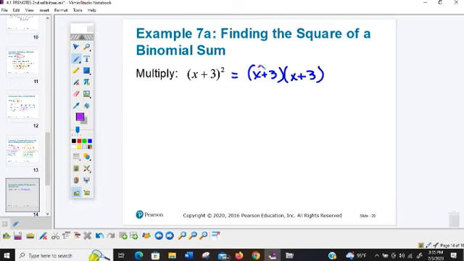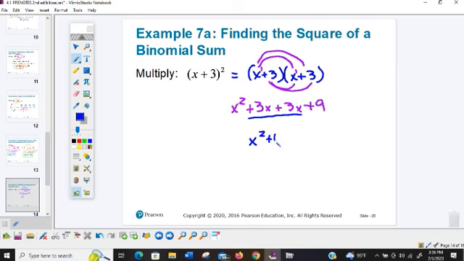So watch what happens. X times x gives me x squared because we have 1 here and 1 there. X times positive 3 gives me a positive 3x. On the inside, 3 times x, positive 3x. And the last, 3 times 3, positive 9. So we just used FOIL again. First, outer, inner, last. Now this time we can put those inner terms together. 3x plus 3x is 6x. So our final answer would be x squared plus 6x plus 9.